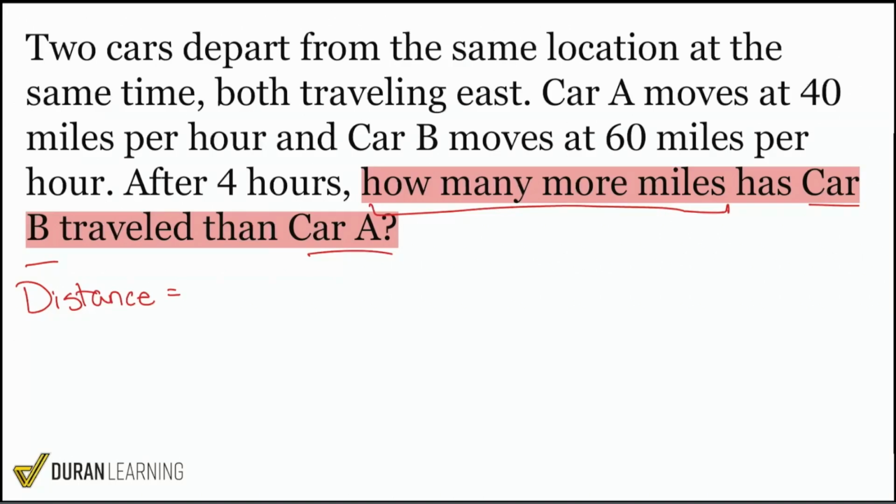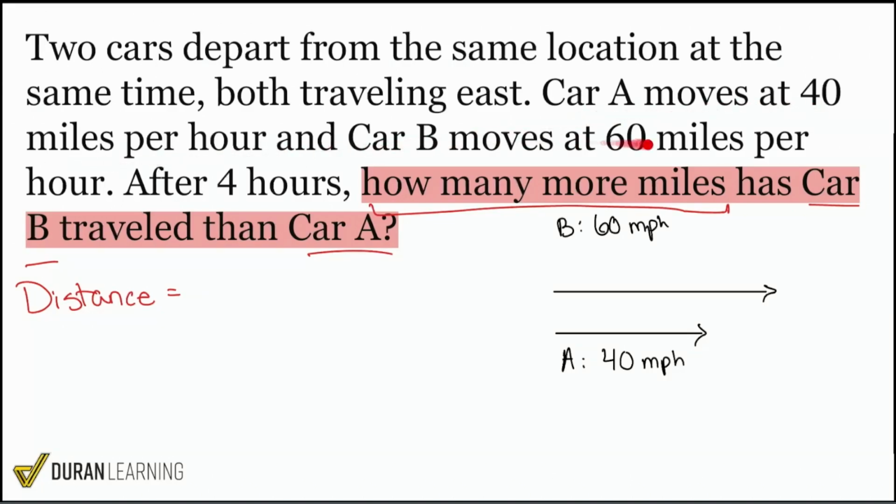Let's go ahead and read here. It says 2 cars depart from the same location at the same time, both traveling east. Okay, sounds good. So let's say that we have both cars traveling east, one like that, and then another like this, just to express what we see. It says car A moves at 40 miles an hour and car B moves at 60 miles an hour. Okay, let me just move this a little bit over here to make it make a little more sense. Now let's say that we have car A, 40 miles an hour, car B, 60 miles an hour.